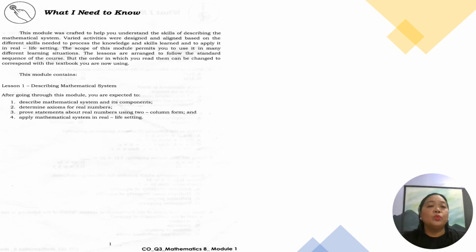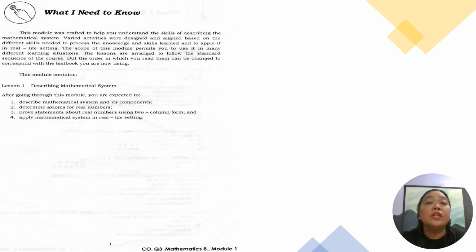Now, let's turn to page 1, the What I Need to Know part of this SLM. So we are now on the What I Need to Know. I want you to take note that this module was crafted for you to understand the skills in describing the mathematical system. Varied activities were designed and aligned based on the different skills needed to process the knowledge and the skills learned and to apply it in the real life setting or situation.